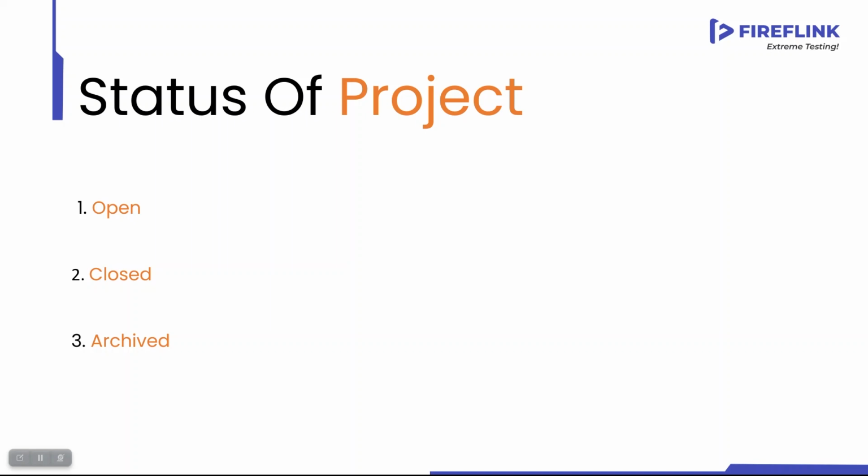Whenever we create a project, the status of that project will be open, which indicates that the project is ongoing. So when I see the status as open, I can easily understand that the project is up and running, meaning that people are working on it. The testing activity of that project is going on. That indicates the open status.